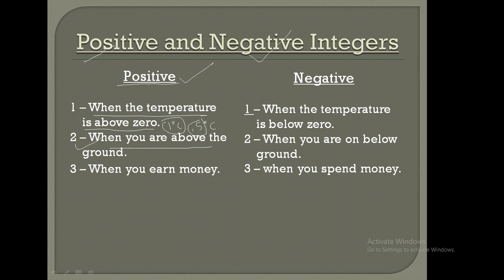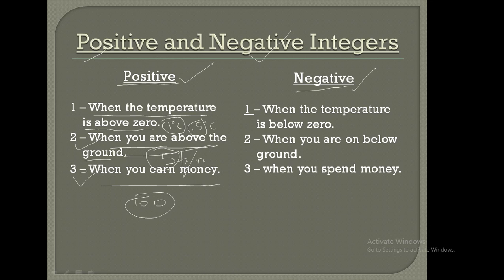Now the second point. When you are above the ground, it means 5 feet above the ground, or 5 meters above the ground, we can say. So here 5 is what? A positive integer. Now the third point: when you earn money. Someone says, I earned 100 rupees today. So this 100 rupees is what? A positive integer.